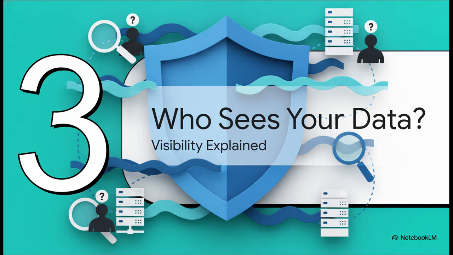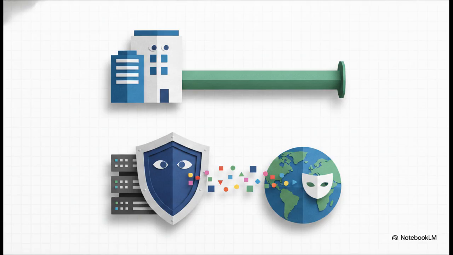Section 3. Who sees your data? Let's break down visibility. This is absolutely crucial because a lot of people misunderstand exactly who can see what at each stage. Let's bust a major myth right now. A VPN does not make you a complete ghost online. Your ISP absolutely knows you're using a VPN, they just can't see what you're doing inside that encrypted tunnel.